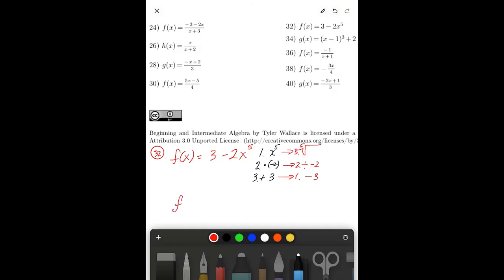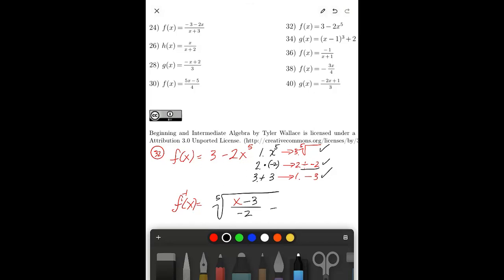So down here, we're going to have the inverse. And we know that we have to start with x on this side. So I am going to subtract 3 from x. That's the first thing I do. Then I'm going to divide by a -2. And then the last thing that I'm going to do is take the 5th root of that. And that is my inverse.